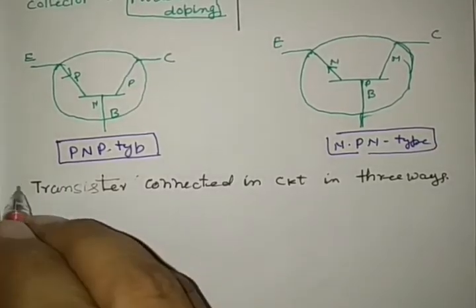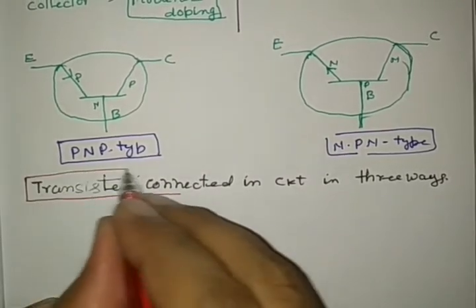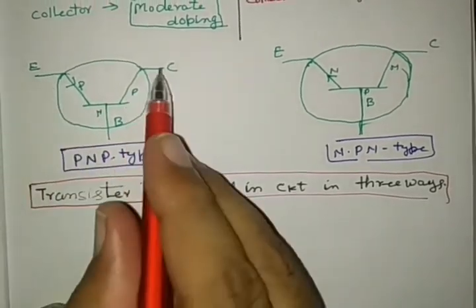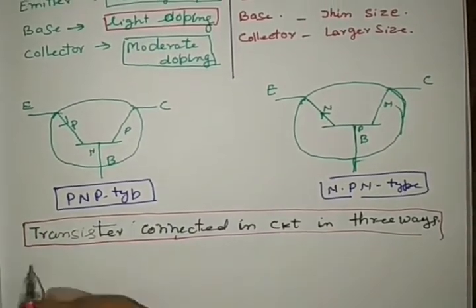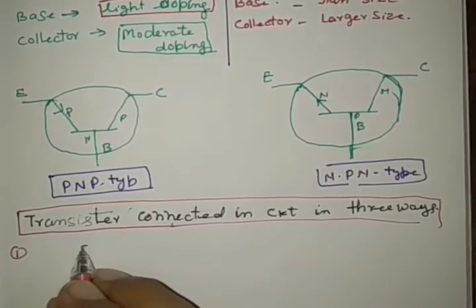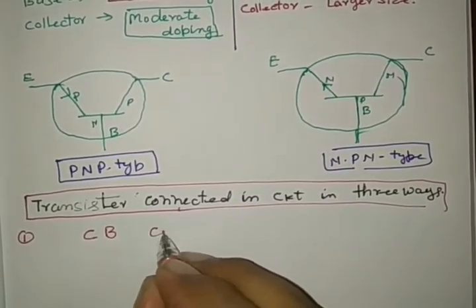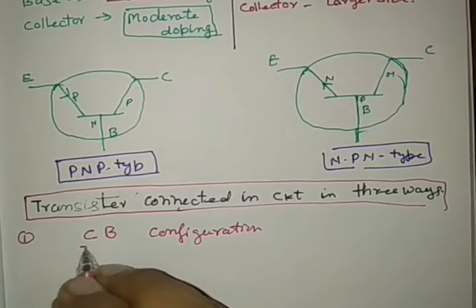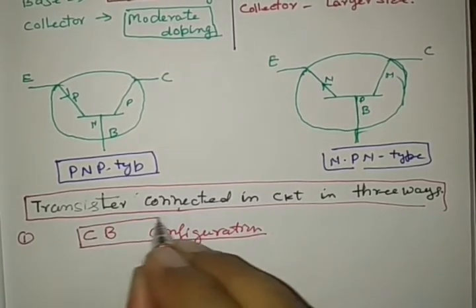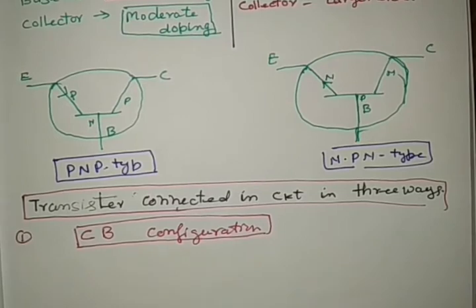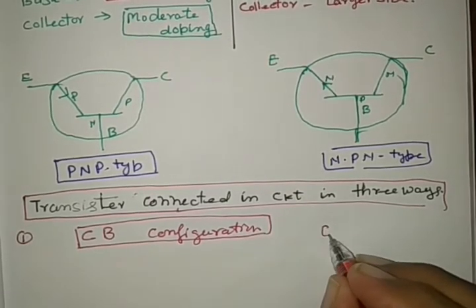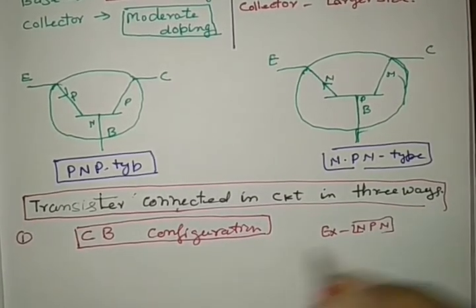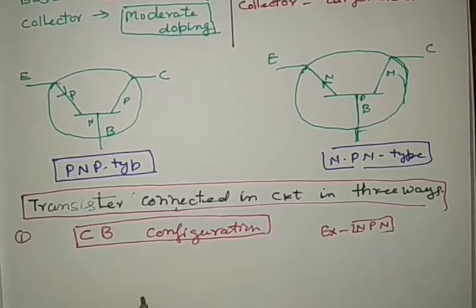The transistor is connected in a circuit in three ways. This transistor has three terminals, so it is connected in three ways. The first one is called the common base configuration. We are going to explain all three types of circuit by taking the example of an NPN transistor.